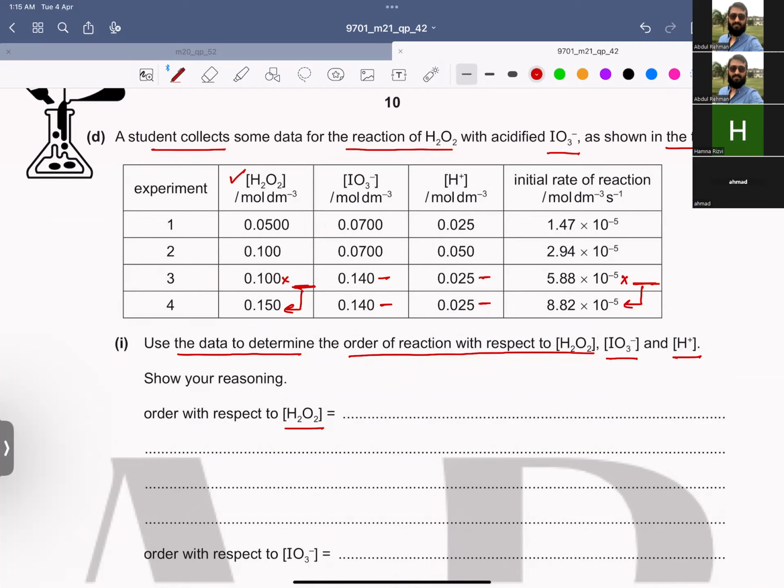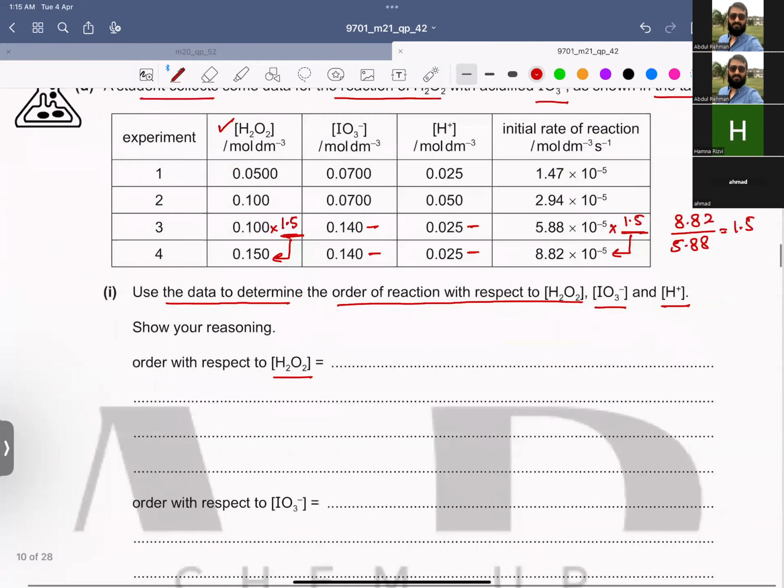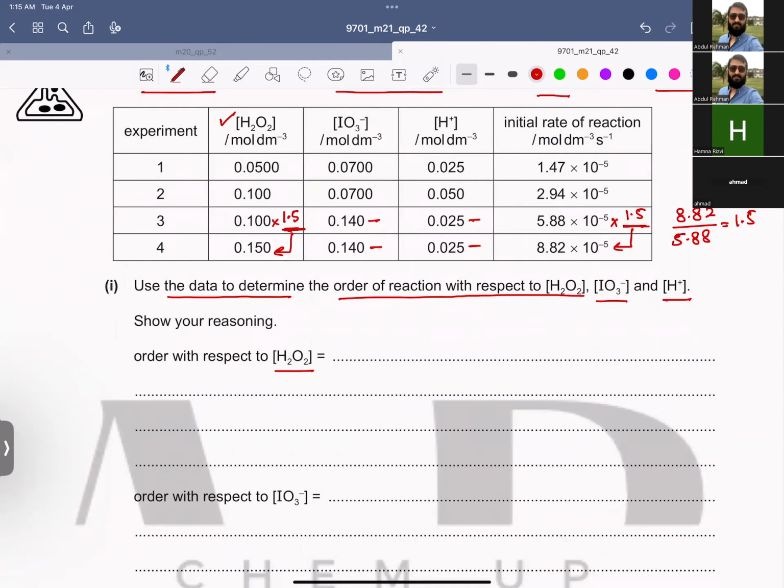It's 1.5. What about the rate? Find the factor of rate. 8.82 divided by 5.88 is 1.5. It's 1.5 again. So what it tells me is that both the concentration of hydrogen peroxide and the rate are changed by the same factor, which means it's first order.